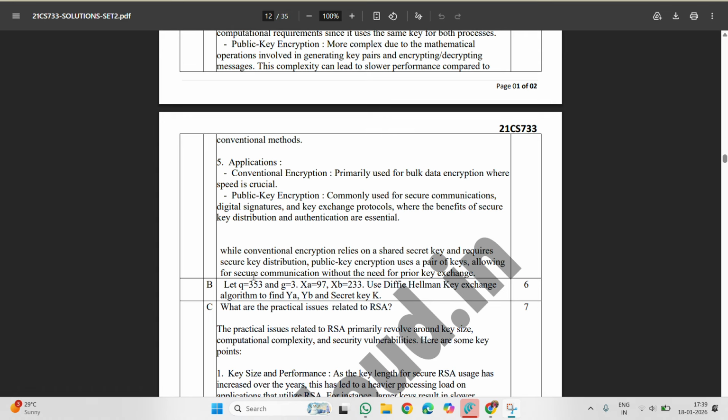Coming to the question number 4b, let q is equals to 353 and g is equals to 3, xa is equals to 97, xb is equals to 233. Using Diffie-Hellman key exchange algorithm to find ya, yb and secret key k. In this question, don't confuse like what is g. The g is nothing but alpha value, and to find ya we have to know the formula alpha power xa mod q, and to find yb we should know the formula alpha power xb mod q.